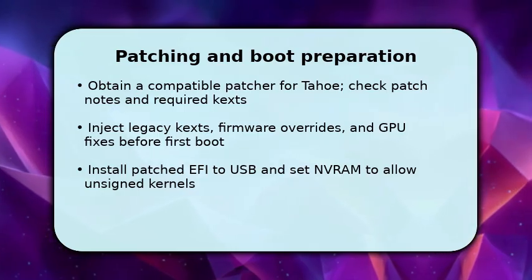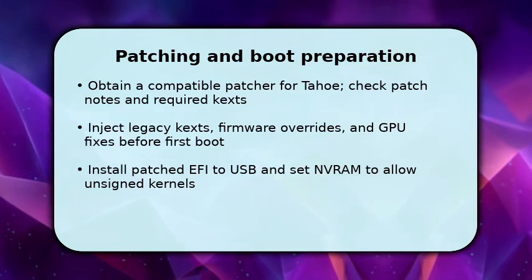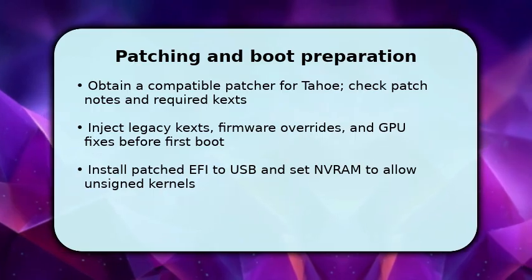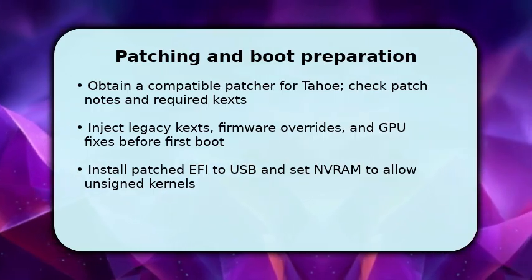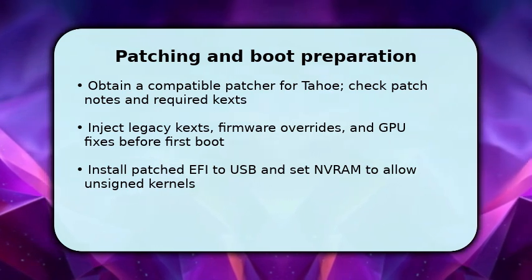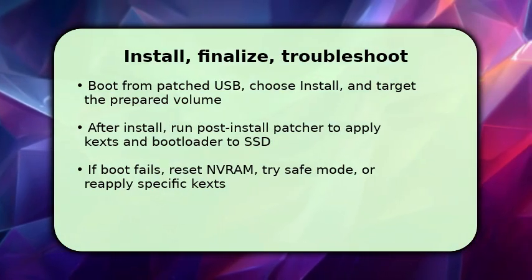Make sure NVRAM variables are set to allow unsigned kernels and disable secure boot features if present. Take your time here. Mistakes at this stage cause boot loops, so validate each injected file and checksum. Boot the Mac from the patched USB and select Install, target the prepared volume, and let the installer complete.